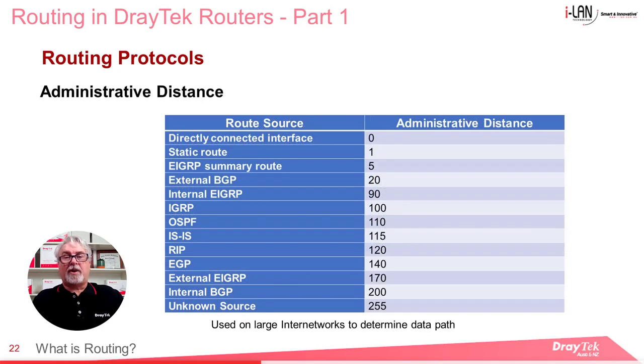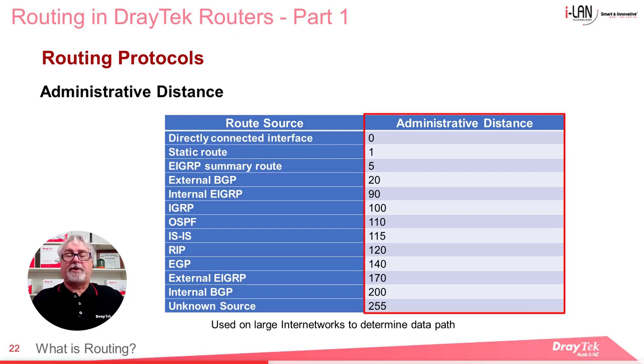On large internetworks, multiple routing protocols are commonplace. For example, there could be a mixture of static routes, RIP, and OSPF routing protocols being used. So the question arises, which route will the router use to transport data? A solution is to look at the administrative distance for a particular route.